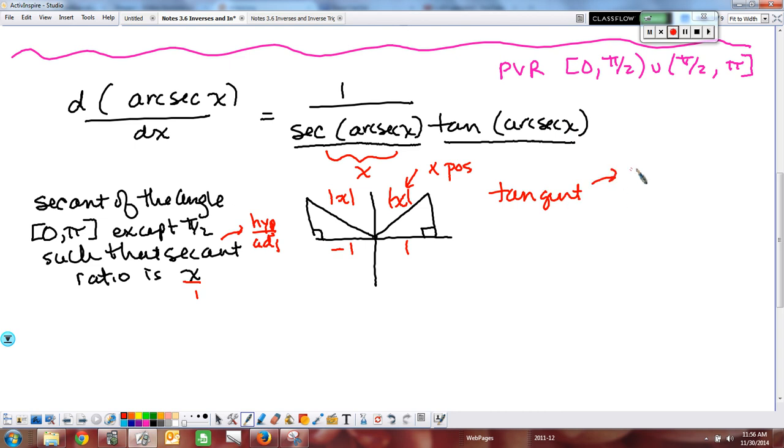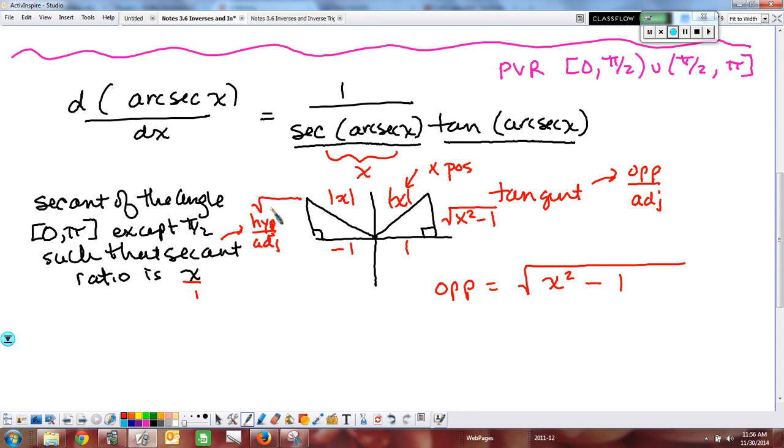So the tangent is opposite over adjacent. Now, the opposite, using the Pythagorean theorem, would be the square root of the hypotenuse squared, x squared, minus the adjacent squared, 1. So this is going to be the square root of x squared minus 1. It makes sense that that's positive because you're going up for the y value. But now here's where we have a little bit of a concern. I want to find the tangent of this angle.